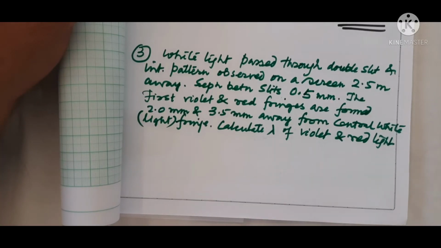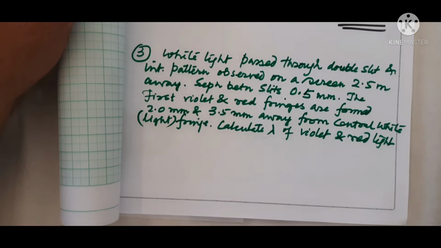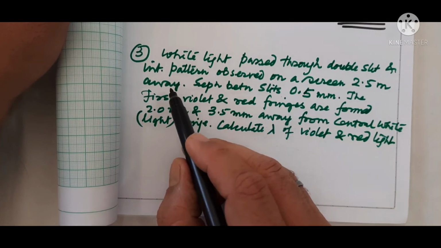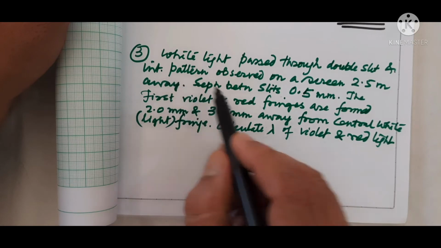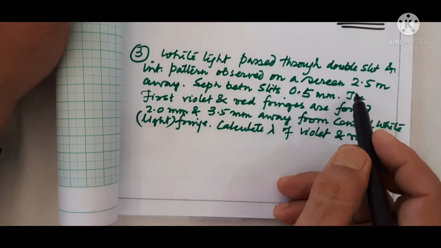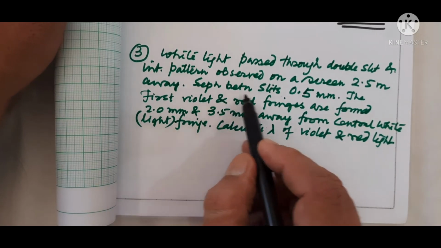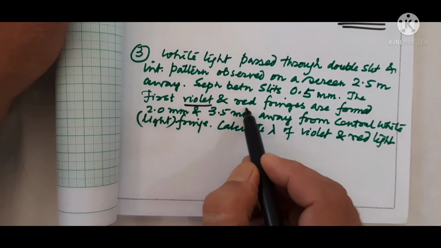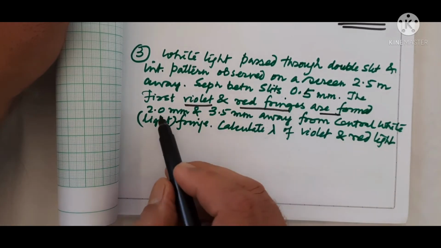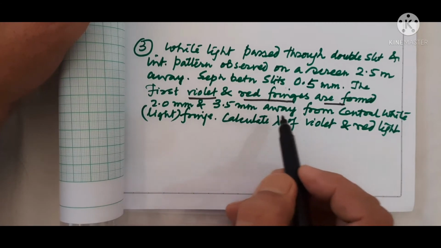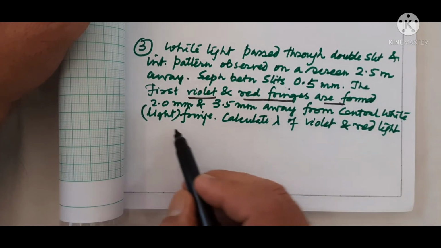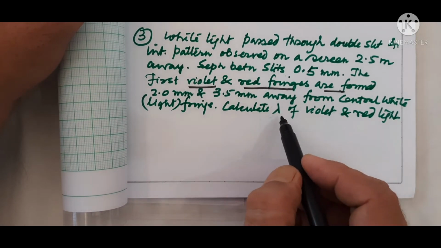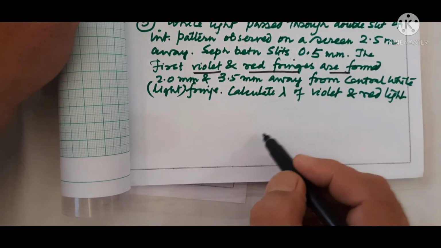Another important question in which it is given: white light passed through a double slit and the interference pattern is observed on a screen 2.5 meter away. Separation between the slits is 0.5 millimeter. The first violet and the red fringes are formed 2 millimeter and 3.5 millimeter away from the central white fringe, the central maxima. Calculate the wavelength of the violet and the red light.